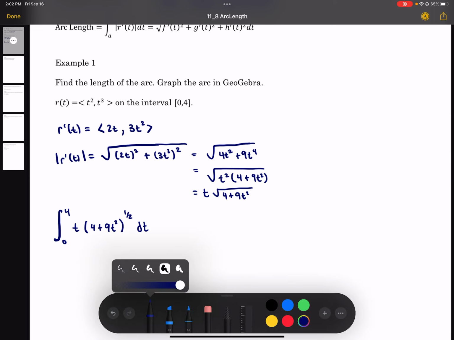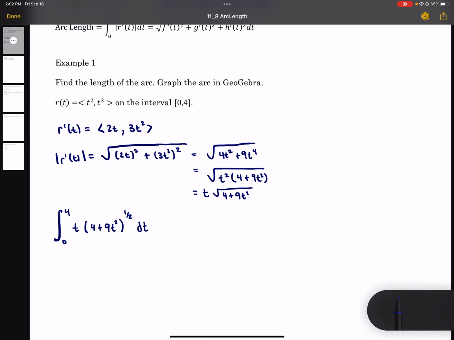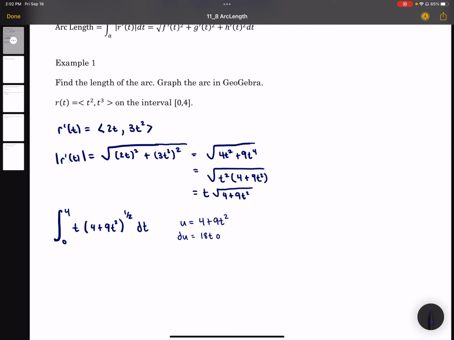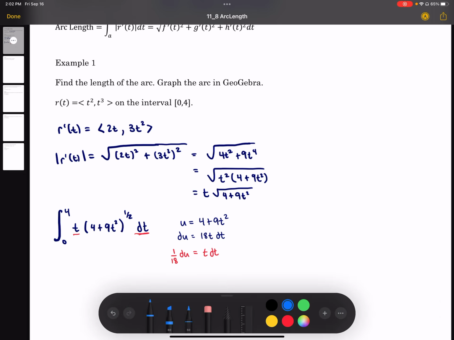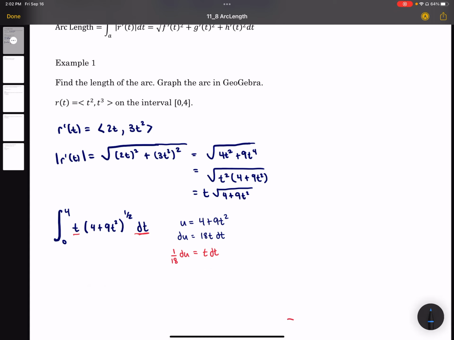So this is a problem that requires u substitution. So if our u equals 4 plus 9t squared, its derivative is 18t dt. And what we need to replace, we'll underline, is a t dt. So that would mean that 1/18th du is equal to t dt. And we would like to express our integral in terms of u's instead of t's. So our limits for our integral.